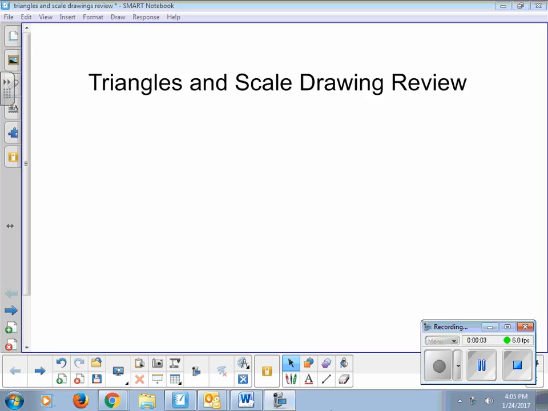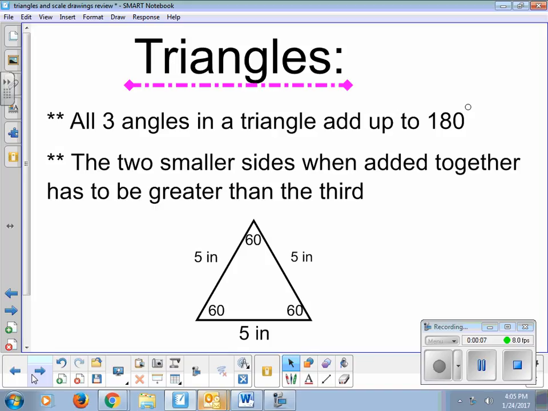Triangles and scale drawing review. Okay, remember for triangles, two things need to be true. The first thing is that all three angles inside your triangle must add up to 180 degrees. And the two smaller sides, when added together, have to be greater than the third.